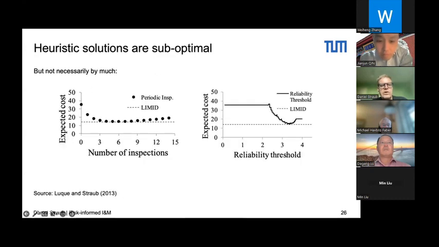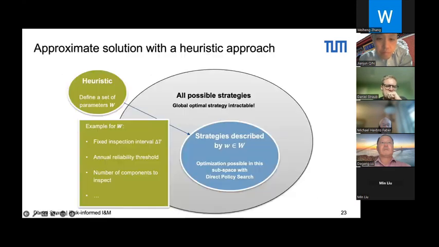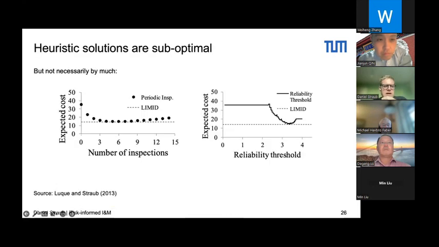But we realize that, of course, these heuristics are suboptimal, because they are not covering all possible strategies. But for these simple problems, like the one I showed, a simple inspection of a single component, we find that they are not that suboptimal. So this is a comparison we did, but other people also did comparisons like that.